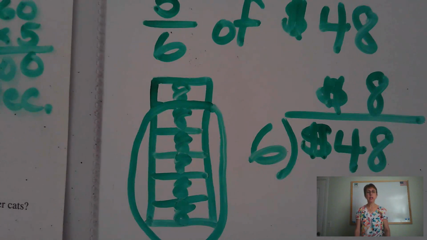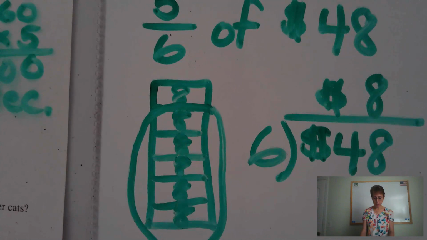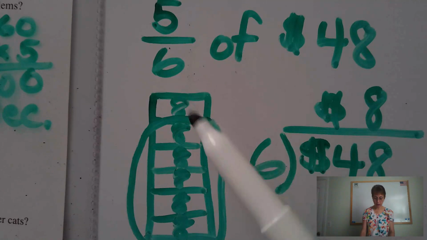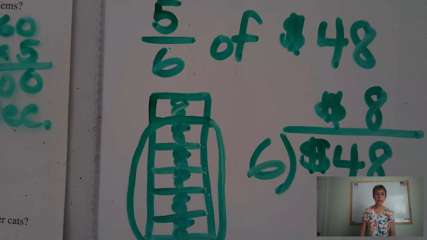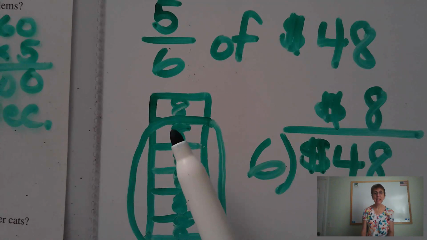5 out of the 6. However, it's not asking us how much did he save. If it asked us how much he saved, we would have to total up 5/6 of 48, and each sixth is $8. But it's only asking for how much money did he not save.